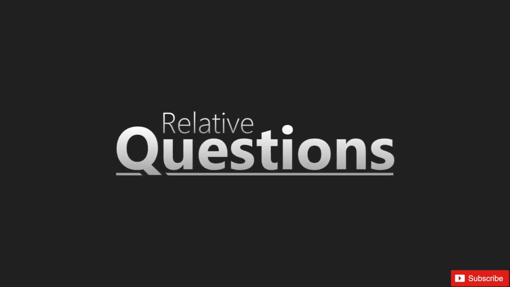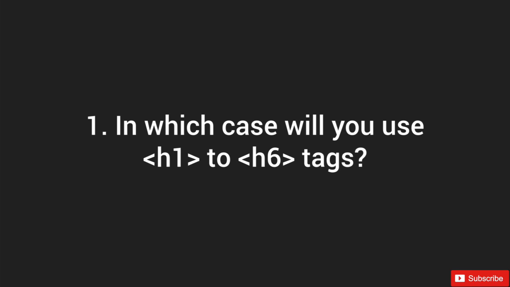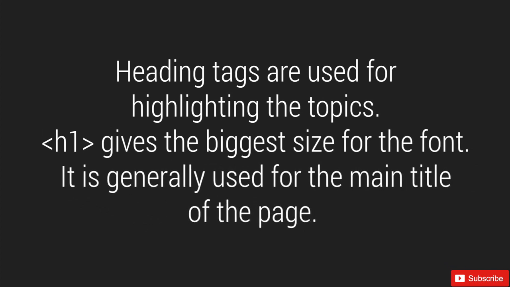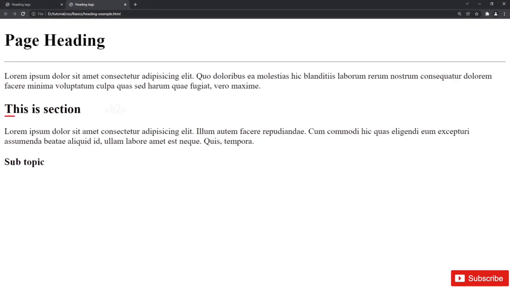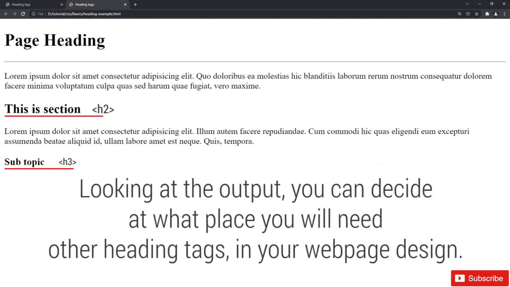The one relevant question one can think of is in which case you would use h1 or maybe h2 or h6. So I've already mentioned that when it comes to highlighting a topic, h1 gives the biggest font size. You also have other ways to highlight text, but h1 is one of the tags provided by HTML which you can directly use to give a main title. As far as h2 or h3 tags are concerned, looking at the output you can make out at what place you will need them in your web page design.